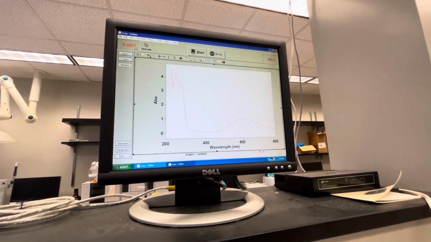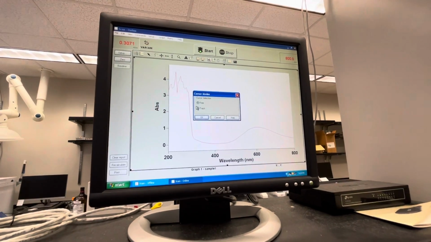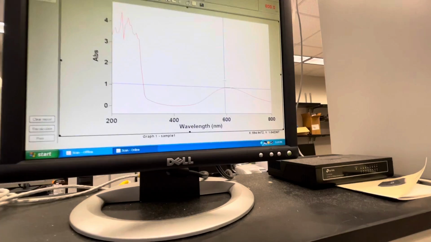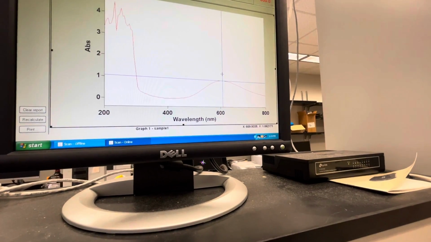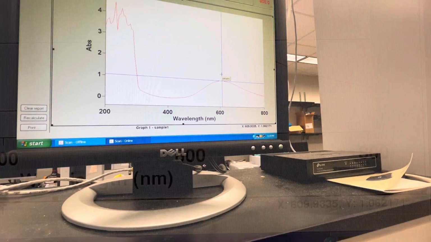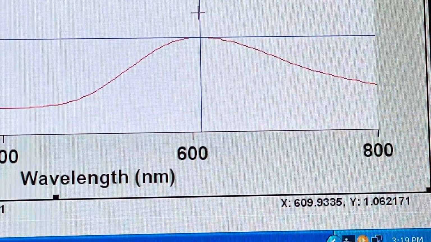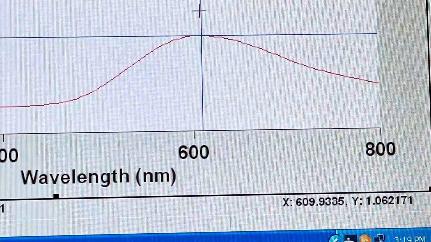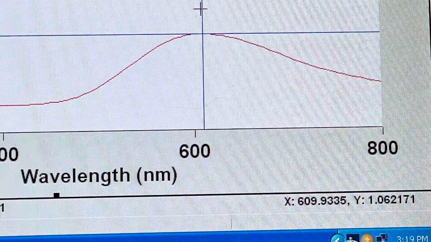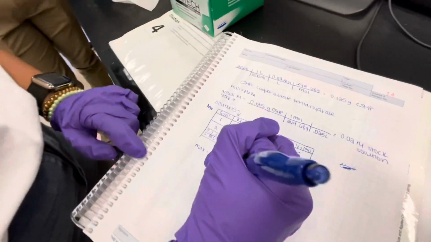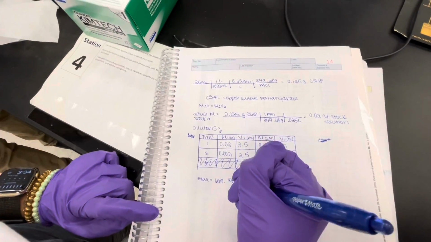We used the track feature on the software to find our lambda max, also known as the maximum absorbency wavelength. As you can see here, we found our lambda max for our stock, which was 609.93 nanometers. We then recorded this value into our notebook.